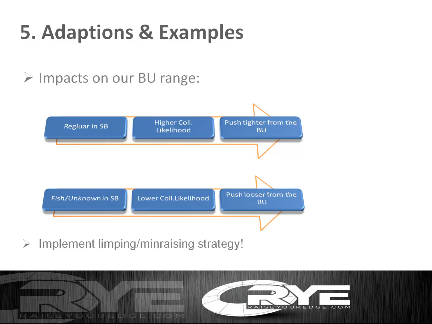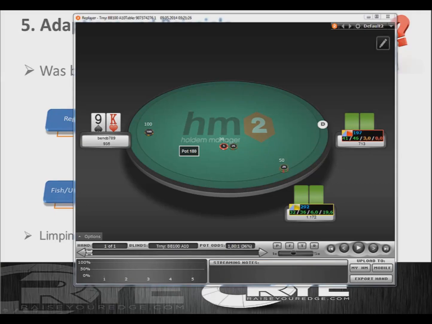We try to implement a limping or min-raising strategy, even with 8, 9, 10, 11 big blinds. So with short stacks, the limping or min-raising strategy is a very good plan. But we take a closer look at those spots now. Let's start with the first situation.